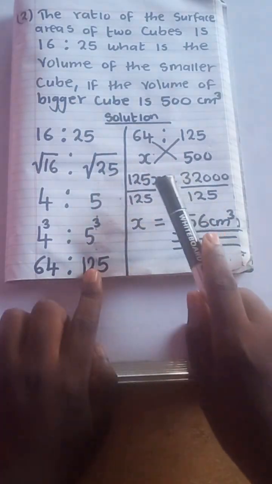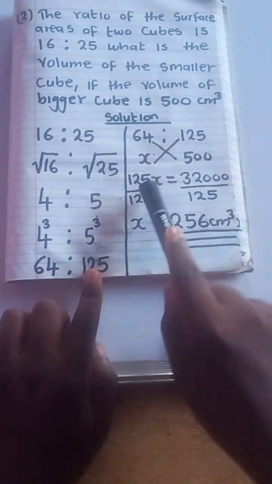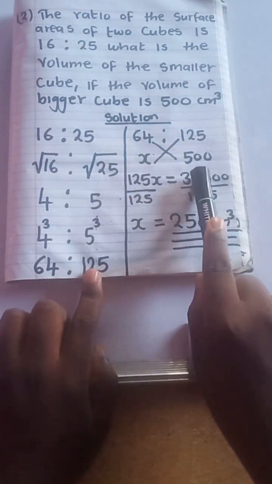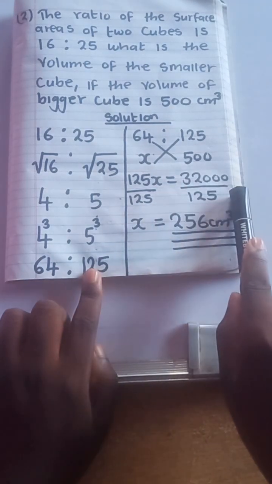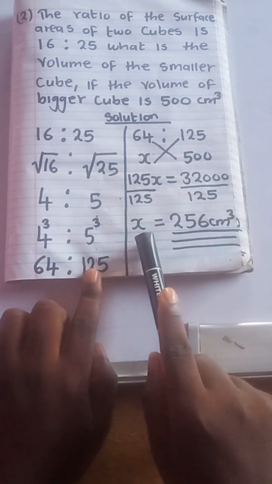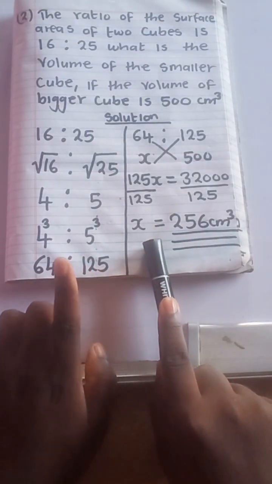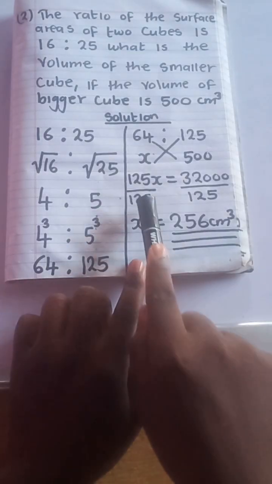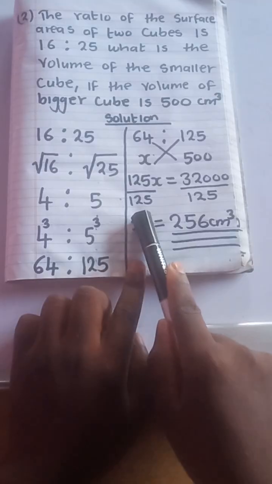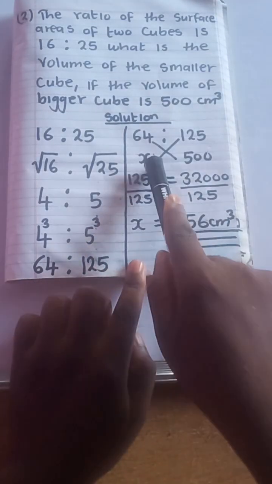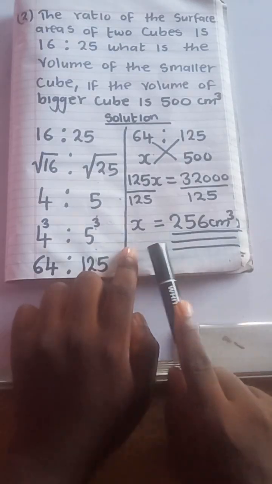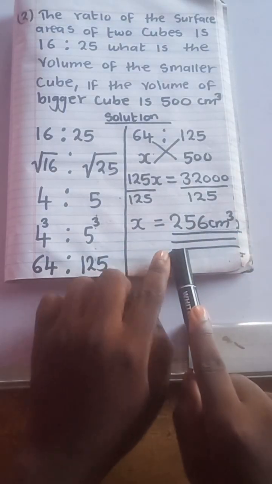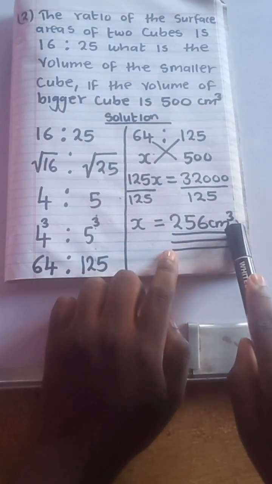So you cross multiply. You say x times 125, you get 125x equals 64 times 500, you get 32,000. Since I'm looking for the volume of the smaller one, what should I do? You divide both sides by 125. You eliminate this, you remain with x. So how many times can 125 go into 32,000? It goes 256 centimeter cube.